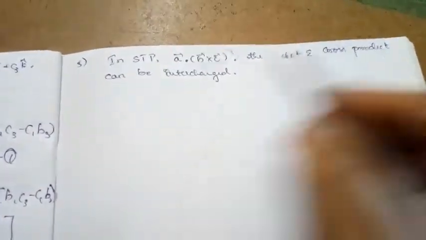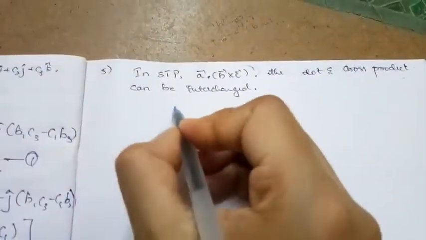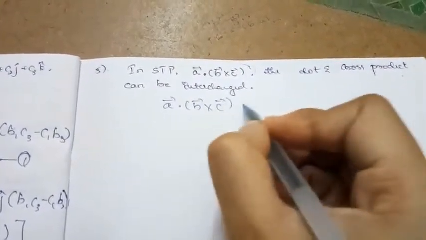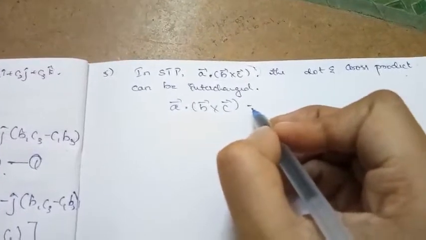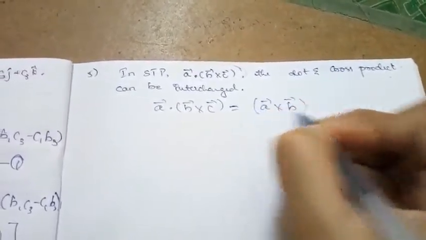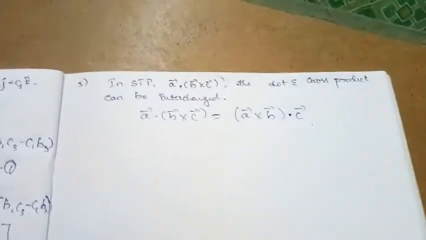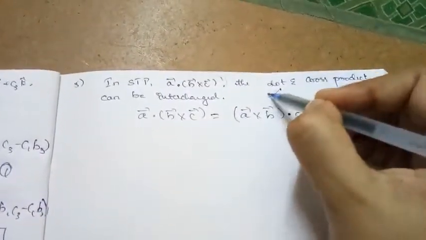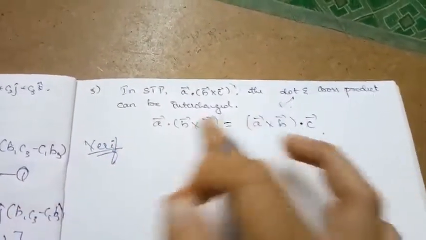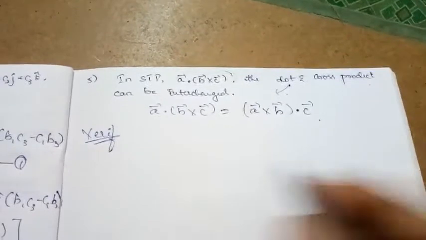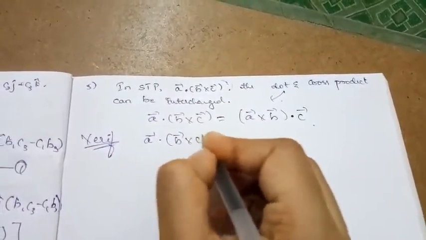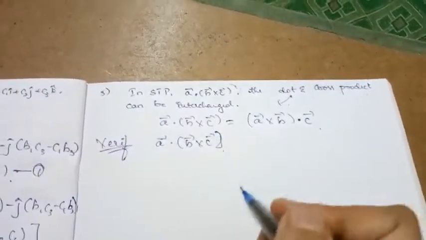The dot and cross can be interchanged. That is, if I write vector A dot B cross C, it can be interchanged, so this one is equal to vector A cross B dot vector C. This is what the statement is saying. So let us verify how it will be equal by interchanging the dot product and cross product. I will consider the LHS, that is vector A dot vector B cross C.